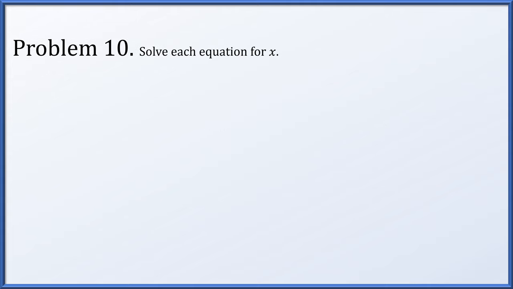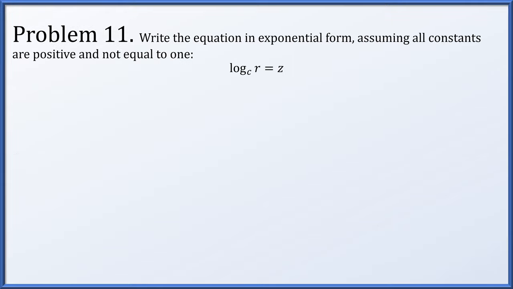Problem 10, we're going to solve a bunch of things for x. Log base 8 of x is equal to 9. Converting to an exponential, x is 8 to the 9th. That's it. For b, log base 7 of x is equal to 2. Converting to an exponential, x must be 7 squared. Done. Problem 11. Write the equation in exponential form, assuming all constants are positive, not equal to 1.